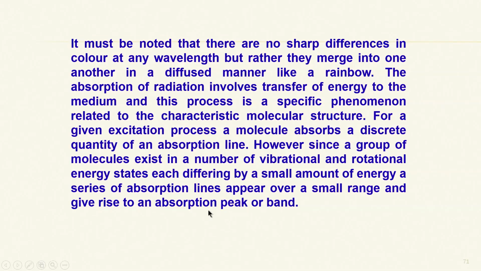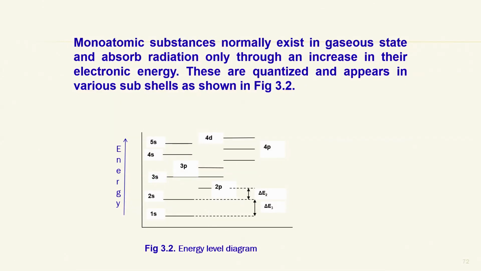Okay. Now, here I am showing you the energy level diagram of different shells, different orbitals. Here it is 1s, 2s, 2p, 3s, 3p, 3d, and then this is 4s, 4p, 4d, etc. And the transitions I am showing you here by arrow marks, and you can see that these energies are quantized.